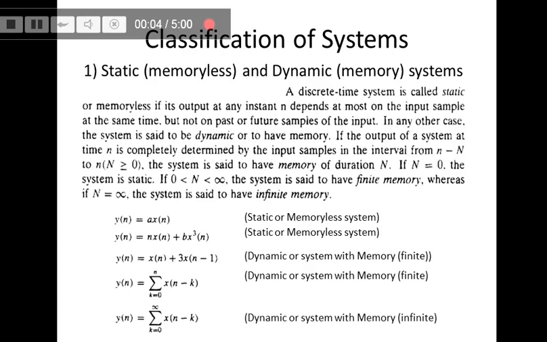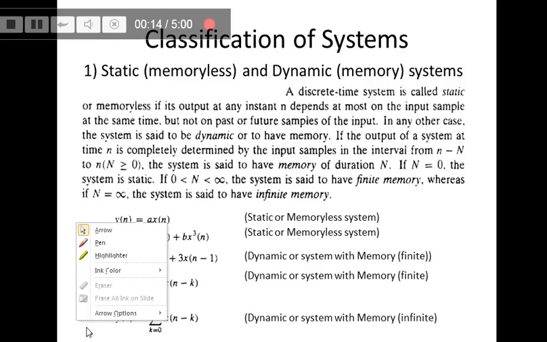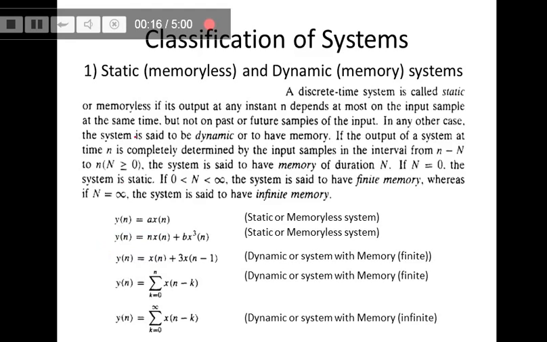Welcome back to the tutorial in which I will be discussing the classification of discrete time systems. We have already seen the classification of signals. Now we will see some classification of systems. So first of all, I would consider static, which is also known as memoryless, and dynamic, which is called the system with memory.